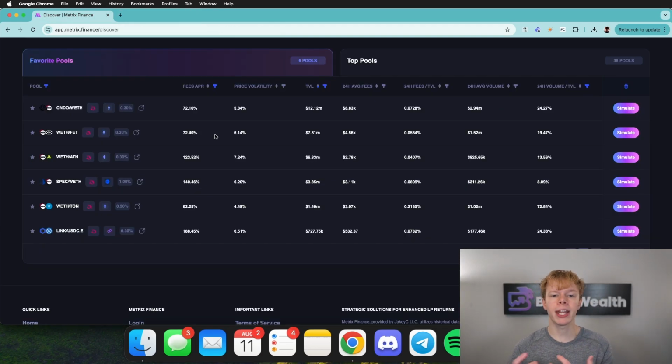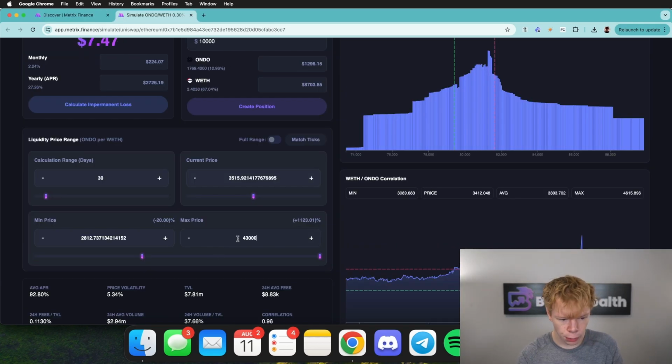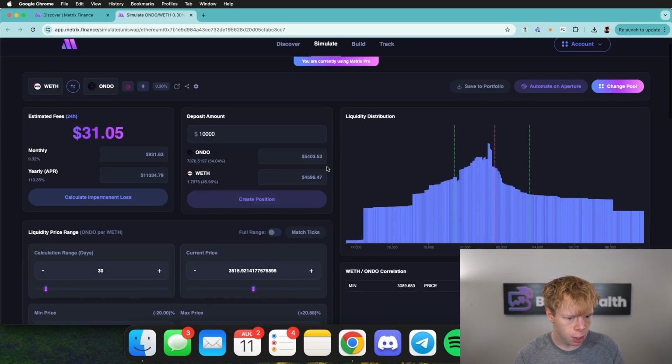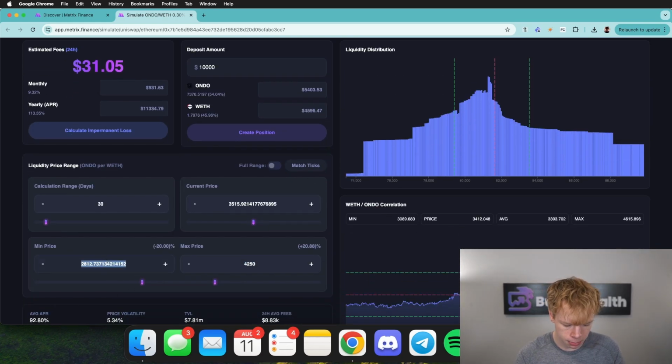Now I'm going to go ahead and run that exact same strategy on a ton of these other pairs, and I'm going to fast forward this because it is a lengthy process. So for Ondo, I'm going to put my top range at 4,300. If we are a little bit more bullish on Ondo than we are Ethereum, we can do it at 4,250. So let's start with that, and then let's bring this down to something like 2,800. That gives us some more room for Ondo to perform just a little bit, and then we'll put that deposit amount at $10,000.